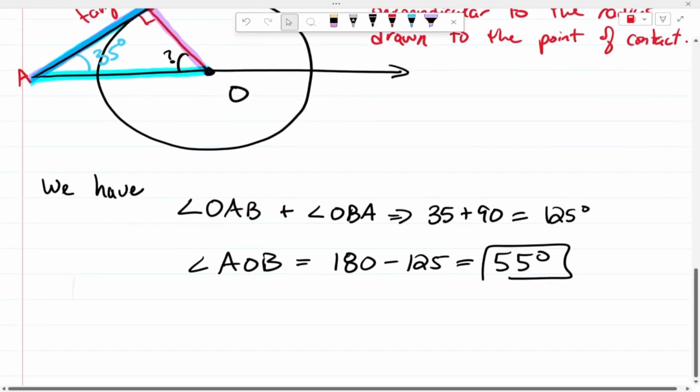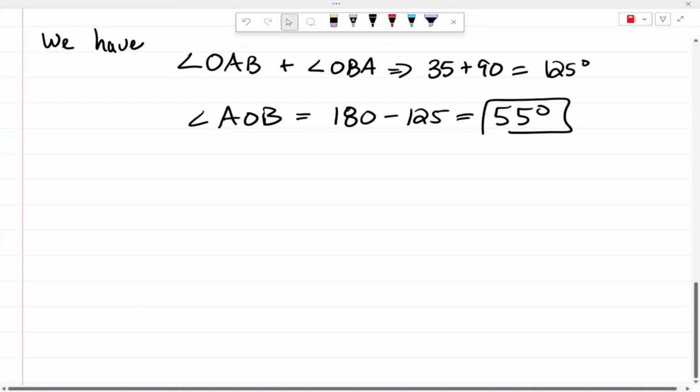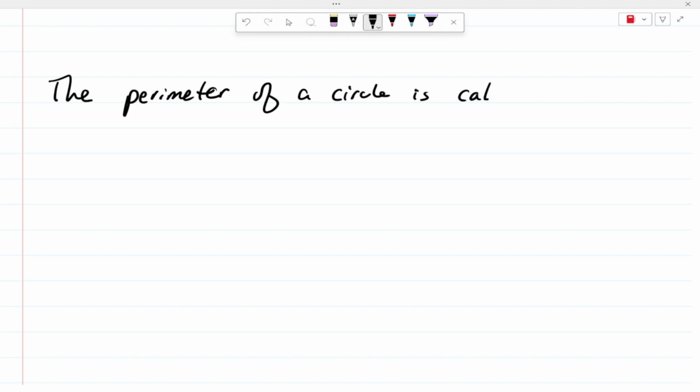Now, the next thing I'd like to go over is circumference and area. The perimeter of a circle is called the circumference.